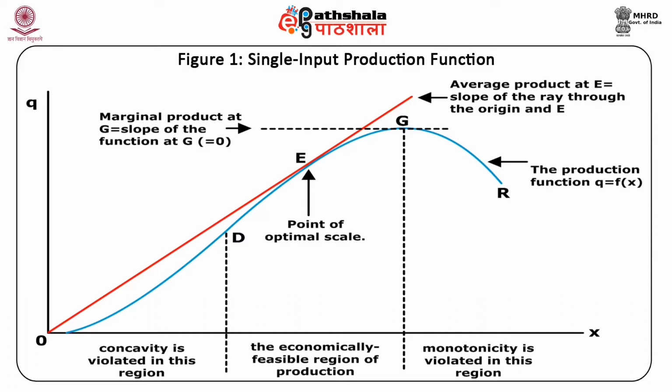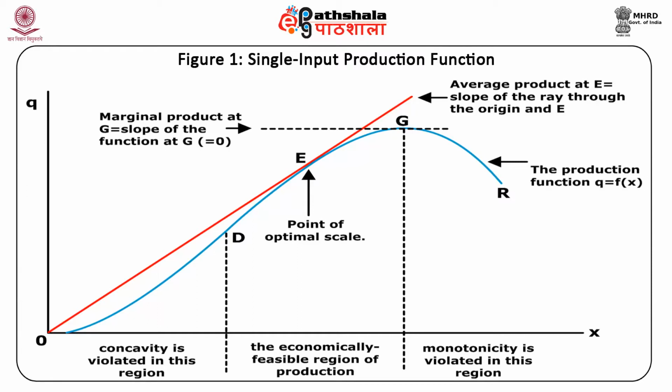Third, at all the points between origin and G, the marginal product of x is positive, which satisfies the monotonicity property. However, on the curved segment GR, as the marginal product of x is negative, it violates monotonicity. Fourth, the concavity is violated through the section from origin till D, as the marginal product of x increases along this region. However, it is satisfied at all the points along the curve GR.